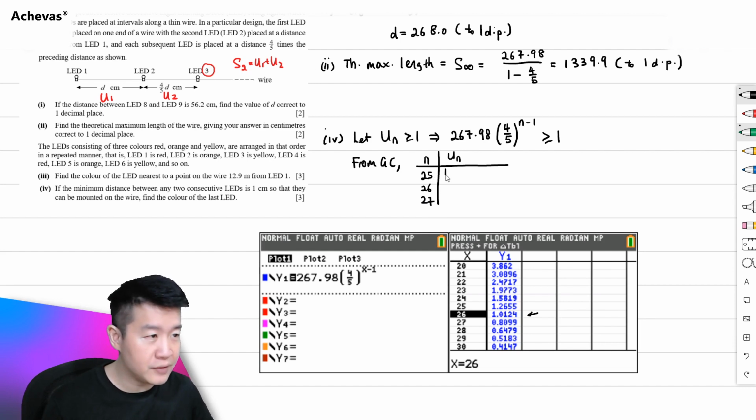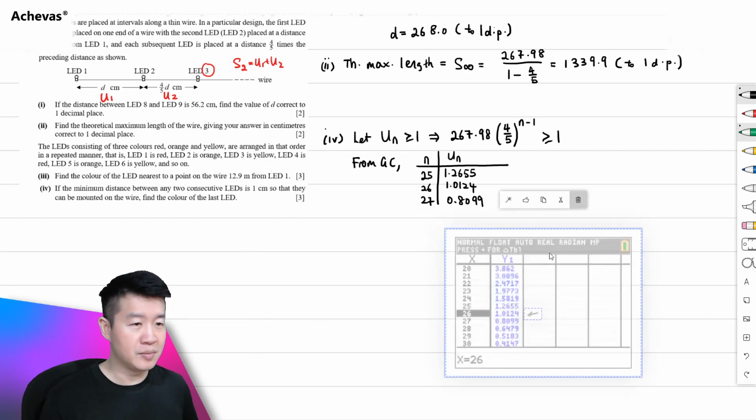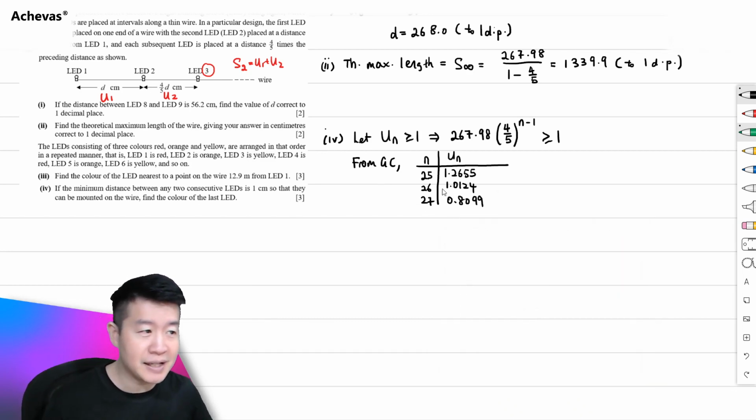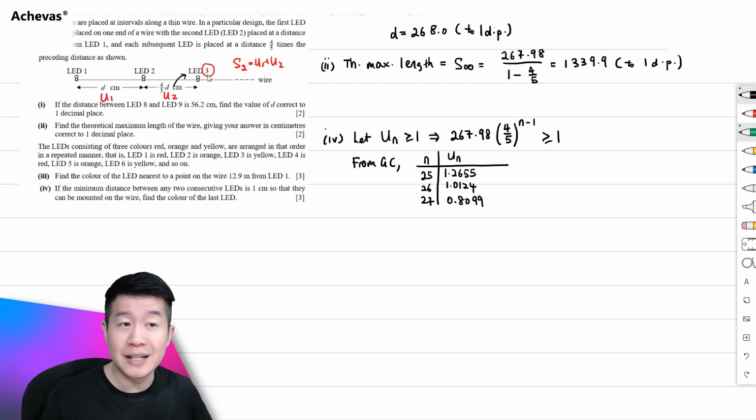So in my presentation, 25, 26, and 27. For 25, this is 1.2655. 26, this is 1.0124. And then it is going to be less than 1 cm. So I have this obtained from my table. Let me erase this table. So this tells me that U26 is going to be the last distance, and U26, like U2 points to LED 3. So U26 points to me the last LED.